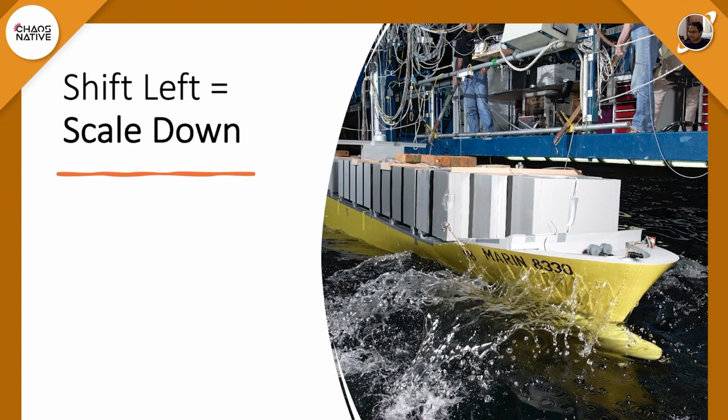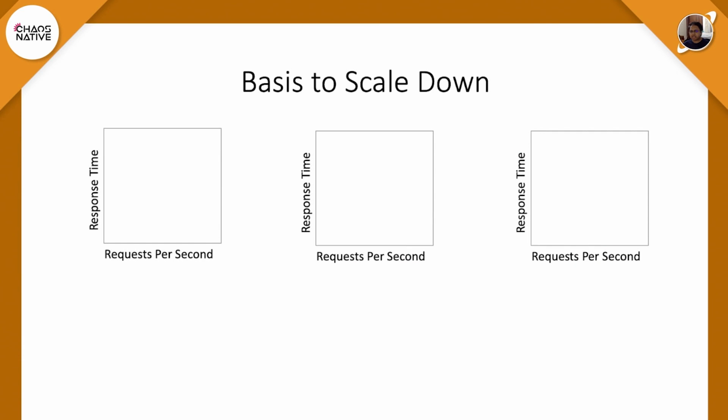All right, so how do we solve this? Shift left equals scale down. You can't go to CXO trials for every single design change, right? That wouldn't be practical. We have to figure out a way to scale down the problem and try to figure it out on our local machines or on the left-hand side. But that's not fairly straightforward, is it?